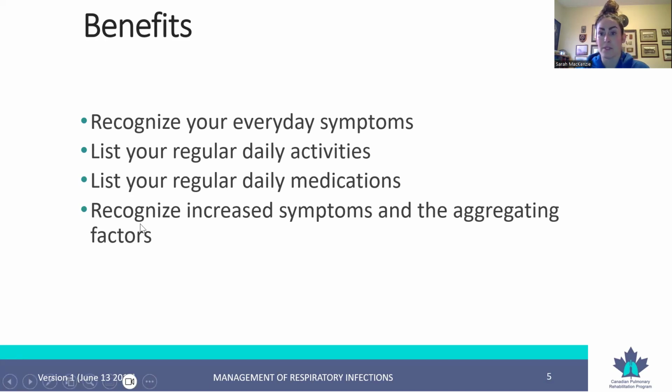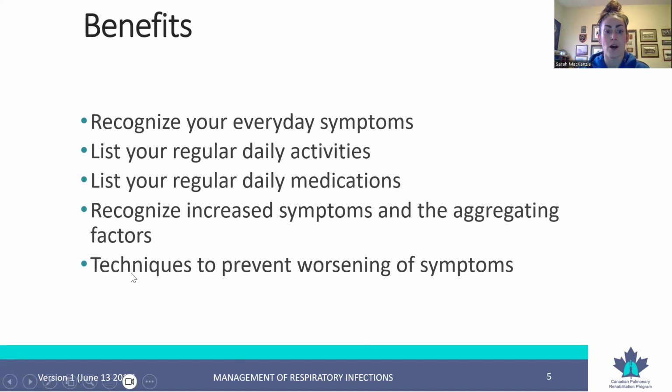Recognizing increased symptoms and the aggravating factors, or I like to say triggers. So recognizing your increased symptoms and what might be causing those. Sometimes we know, and we'll talk about that, and sometimes we're not exactly sure, and we'll talk about that as well, okay? And we'll talk about techniques to prevent worsening of symptoms.